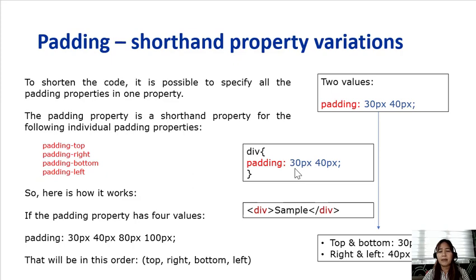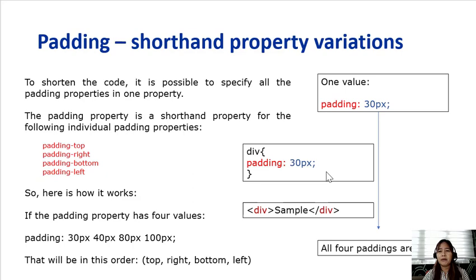So that means your top and bottom paddings will have a value of 30 pixels, and 40 here will now refer to the left and the right padding. So that's what will happen if you're using only 2 values.